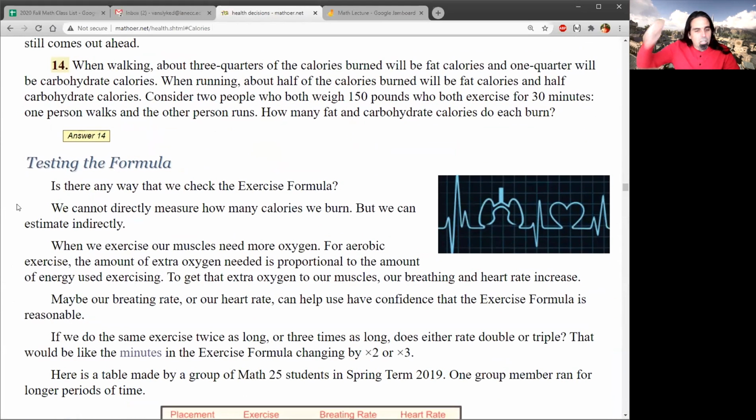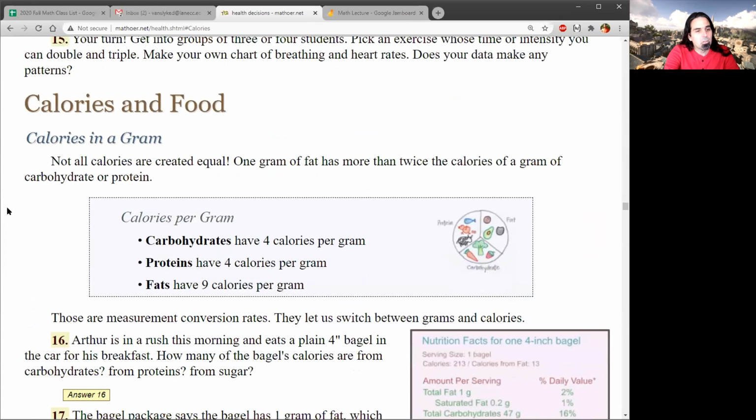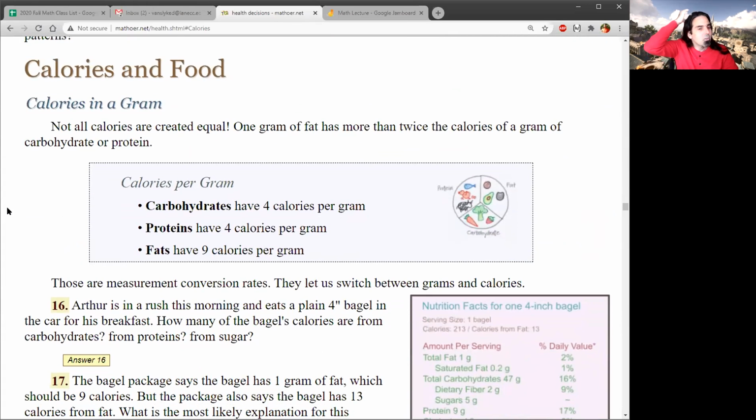Okay, can we actually check this exercise formula? We can't measure directly how many calories we burn. We can do an estimate and see if our breathing rate or our heart rate goes up. And when we do more intense exercise, it's proportional. If we double how intense we are exercising, we'll double our heart rate or double our breath rate. This is a great thing to do if we are all in the same room together, make little project teams and do this. But for now, we'll just have you read about what happened in past years and not actually try and do this on Zoom because you can't get together.